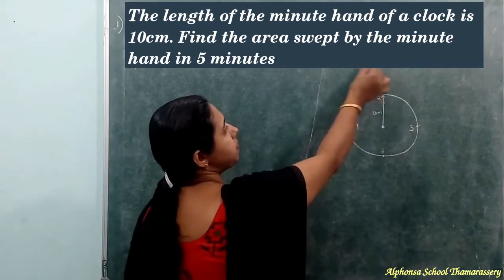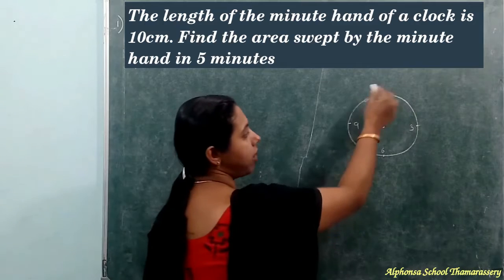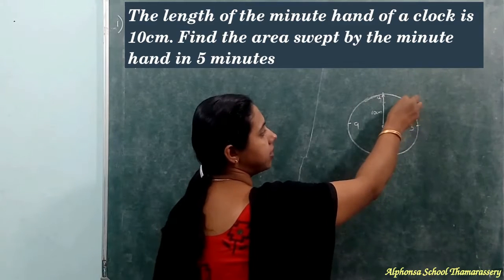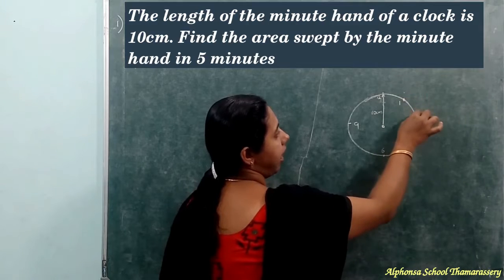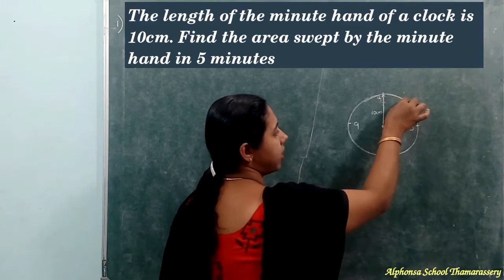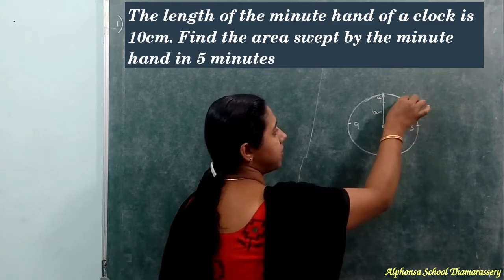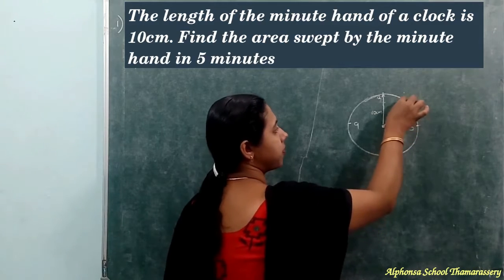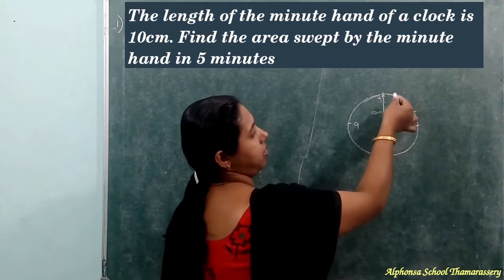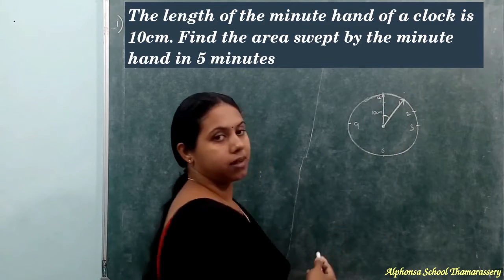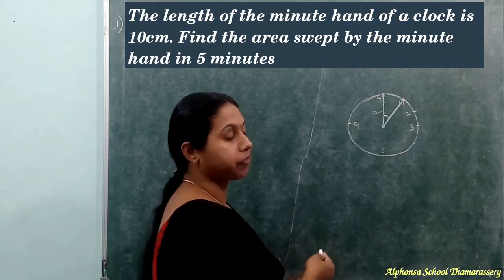What is the area swept by the minute hand in 5 minutes? So after 5 minutes, the minute hand will be here. That means you can mark the position of 1 and 2. So when it is after 5 minutes, the minute hand will be here. So what is the area of this portion? That means that will be a sector of a circle.